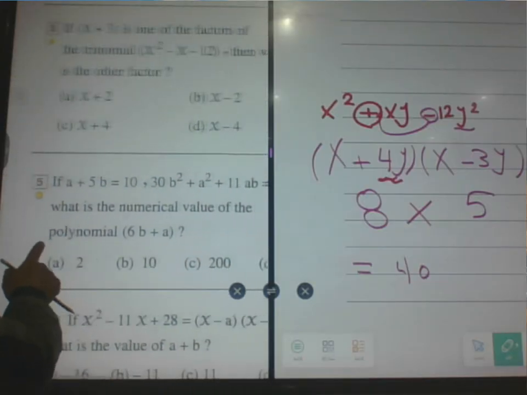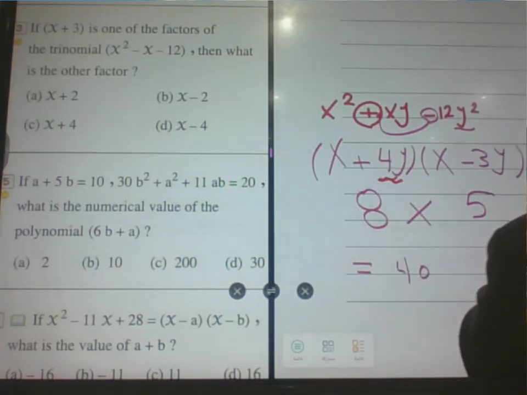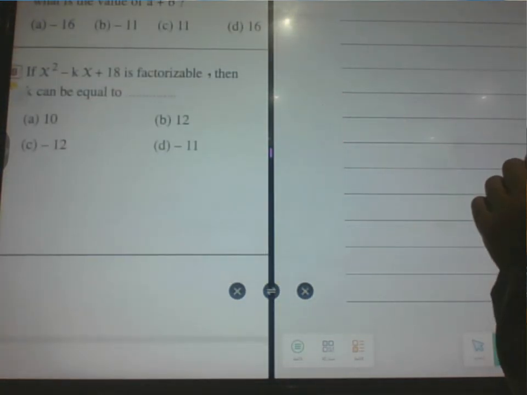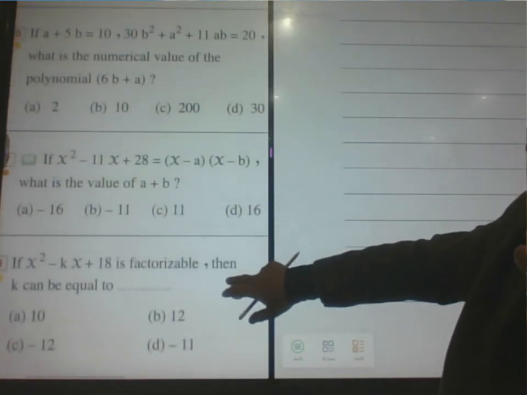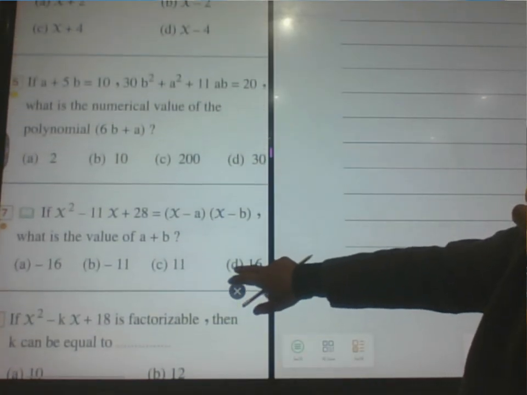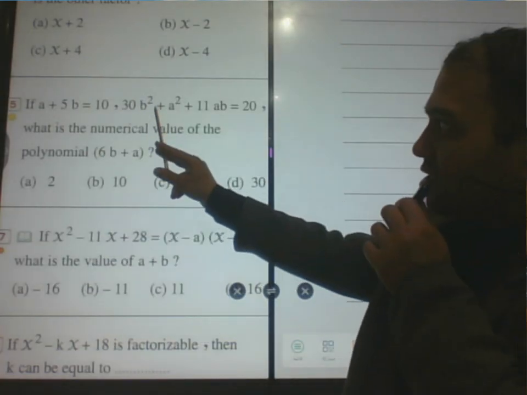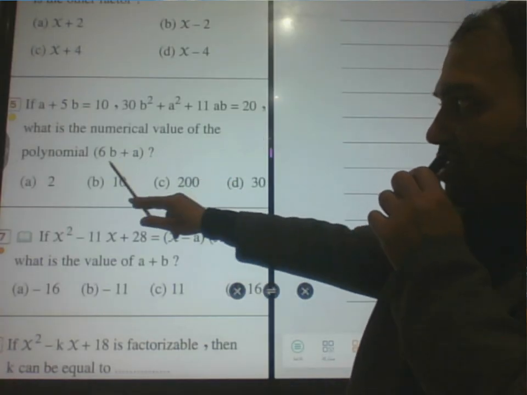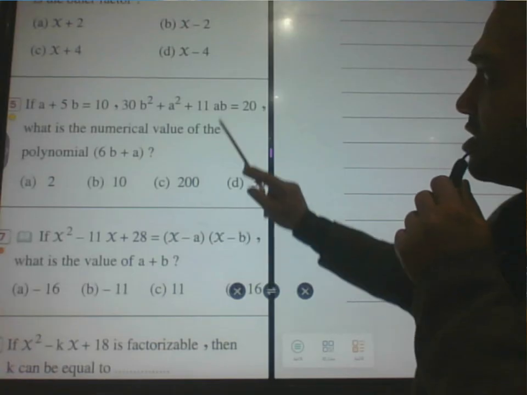Number 5. If a plus 5b equals 10, and 30b power 2 plus a power 2 plus 11ab equals 20, what is the numerical value of 6b plus a?